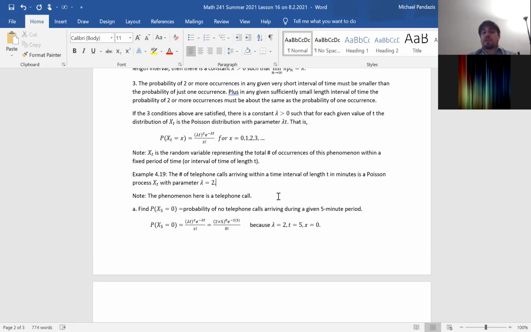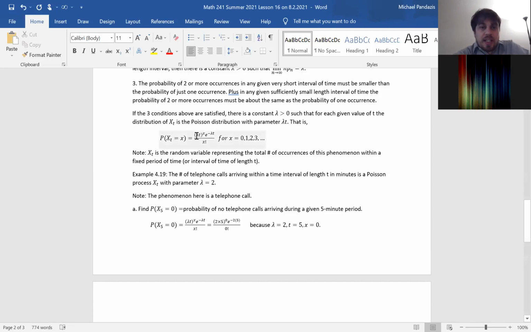And it has parameter lambda equals 2, right? So for each different parameter, you could have a different Poisson distribution function. If we change the value of lambda to 3, that would be a different model than lambda equals 2. So we're specifying the model we want to represent the number of telephone calls incoming in each time interval of length t, and we're specifying that we want the model to use lambda equals 2. Does that also make sense?